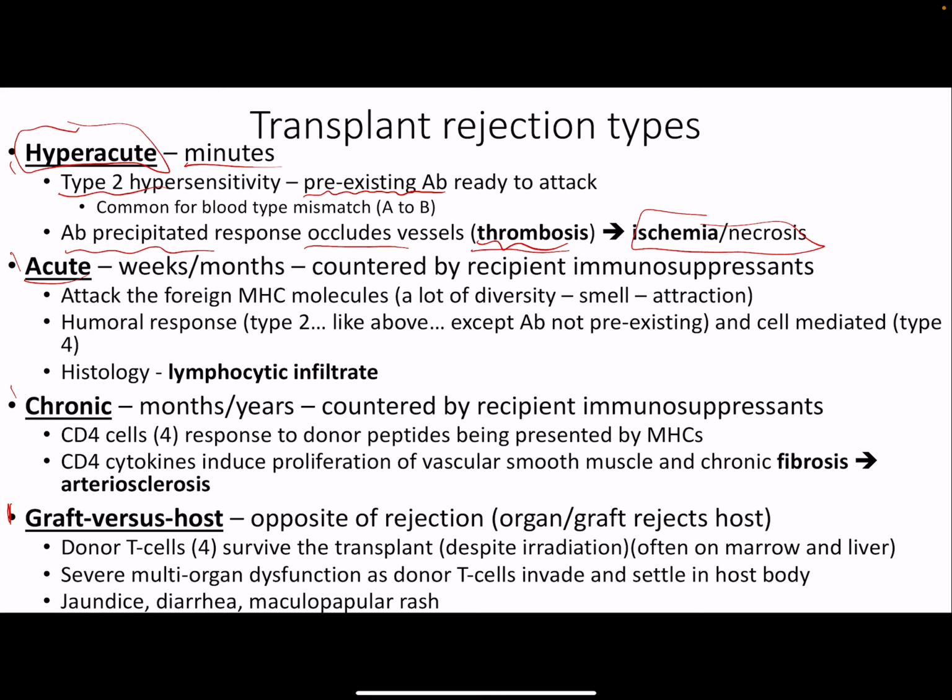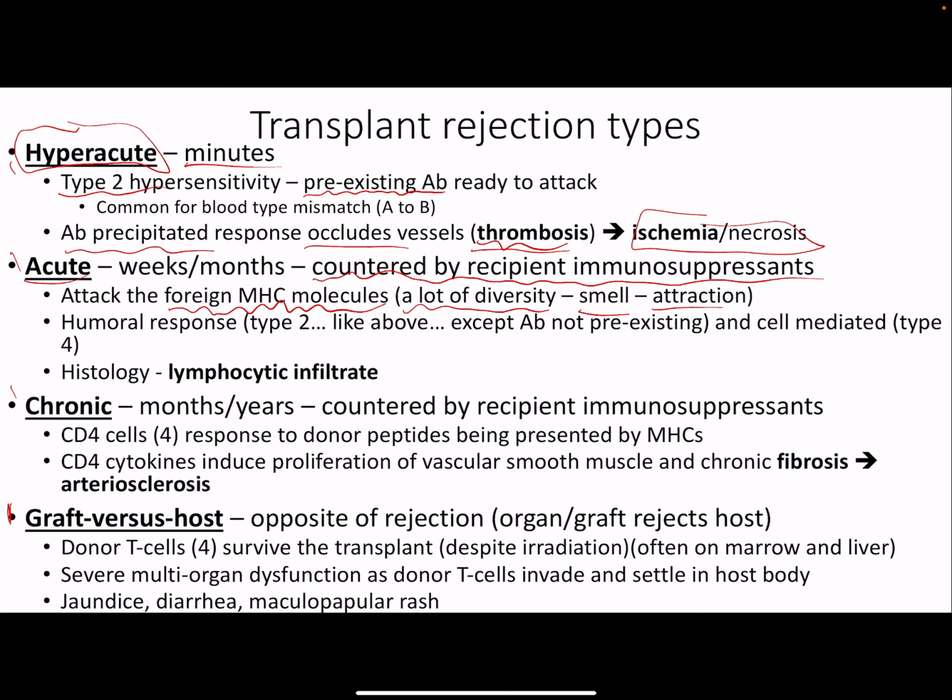So instead, we usually deal with these by just giving immunosuppressants. You usually give prophylactic immunosuppressants regardless. Maybe you'd give more immunosuppressants, but ideally, hopefully, this would cut down on the response. So specifically what's going on here is we're attacking the foreign MHC molecules. Again, we said that like the smell and the attraction of somebody of a different HLA type, there's a lot of diversity.